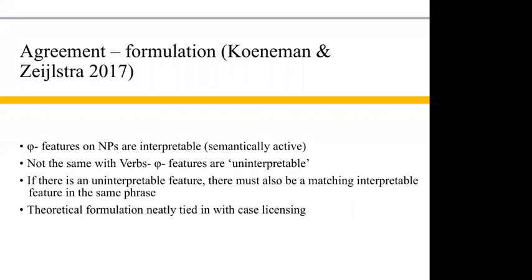Okay, so they say that if there is an uninterpretable feature, then there must also be a matching interpretable feature in the same phrase. What this means is that if there is something like a gil gaye, then there must be something before that or in the same phrase which matches with it, otherwise it will not be a grammatical sentence. They also tie in this theoretical formulation with case licensing. Again, we will go with all of this for now.